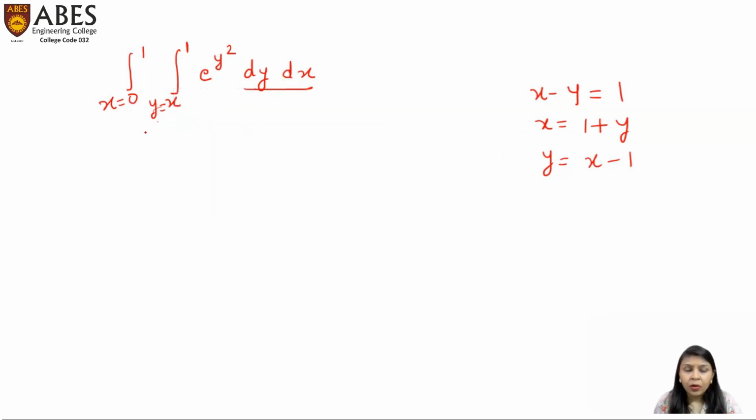Okay, so if we calculate this double integration, it is quite complicated, because the integration of exponential y square is quite complicated. So if we use the method change of order of integration, this integration will be easy and the evaluation part will be easy as compared to the normal way.